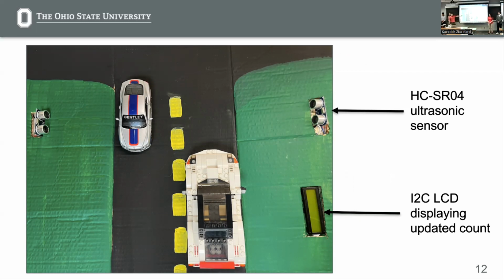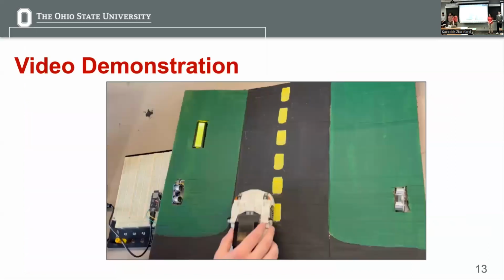Bidirectional detection was our main goal for this prototype, and it in fact works in the way that you'd expect. Cars in both directions contribute to the overall count of a lot. We have a video demonstration, but since you're here, we're going to do the demonstration at the end, if that works.